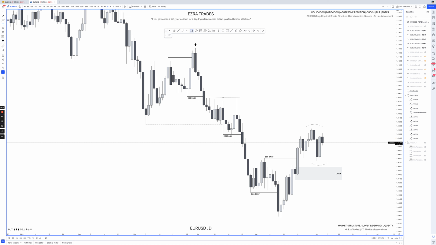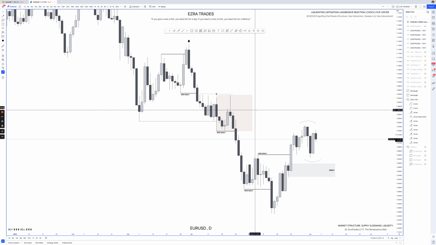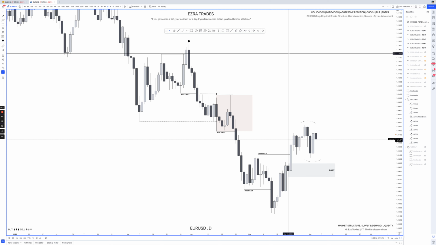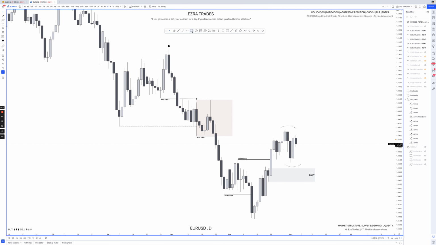Here we have a supply, and if I looked at the entire range, this is the high probability range, right? So now what I'm looking for specifically, to narrow down what area is responsible for breaking structure or took liquidity, right? I want to see, in this case, a buy to sell engulfing that breaks structure, has interaction, sweeps liquidity, right? And has inducement, that's for later use, right?